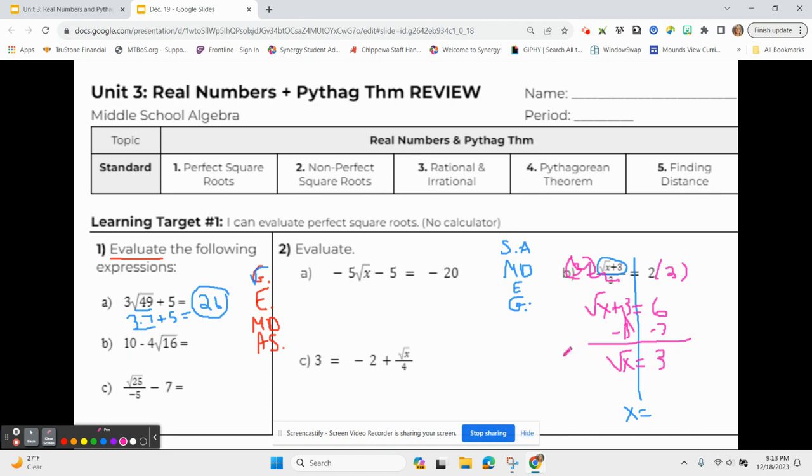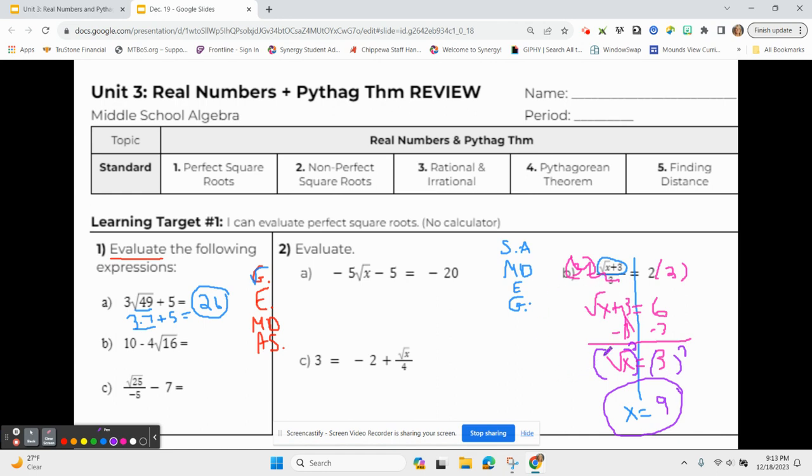Now, I'm not finished because I really don't care what the square root of 3 is, the square root of x is. So to get that x alone, I've got to come over here to undo my square root. You might remember we square it. So the square root of x squared is going to give me my x. And whatever I do to the left, I've got to do to the right. 3 squared is 9.